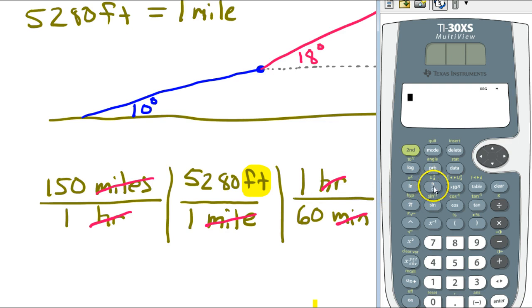So I'm going to go into fraction mode here. In the top, I have 150 times 5,280. Okay, and the rest is ones. In the bottom, I have 60, and don't forget I have another 60 over there. So in the bottom, I have 60 times 60. Okay, so that is 220.